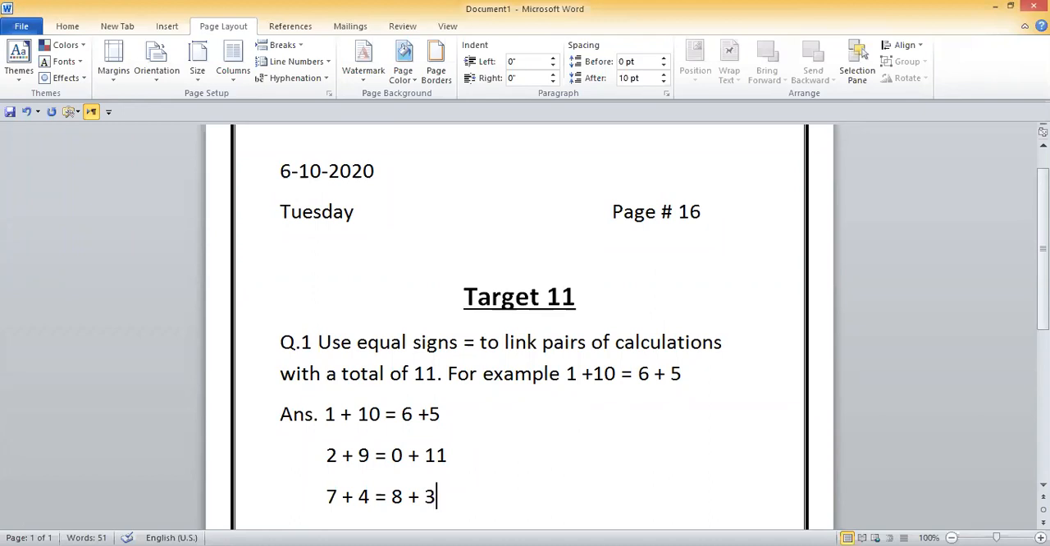Wait, this is the answer, okay? You use equal sign to link pairs of calculation. 1 plus 10 is equal to 6 plus 5. 2 plus 9 is equal to 0 plus 11. 7 plus 4 is equal to 8 plus 3. Okay? 5 plus 6 equals 4 plus 7. Yes, you can write that too, okay? But I'm just writing 3.